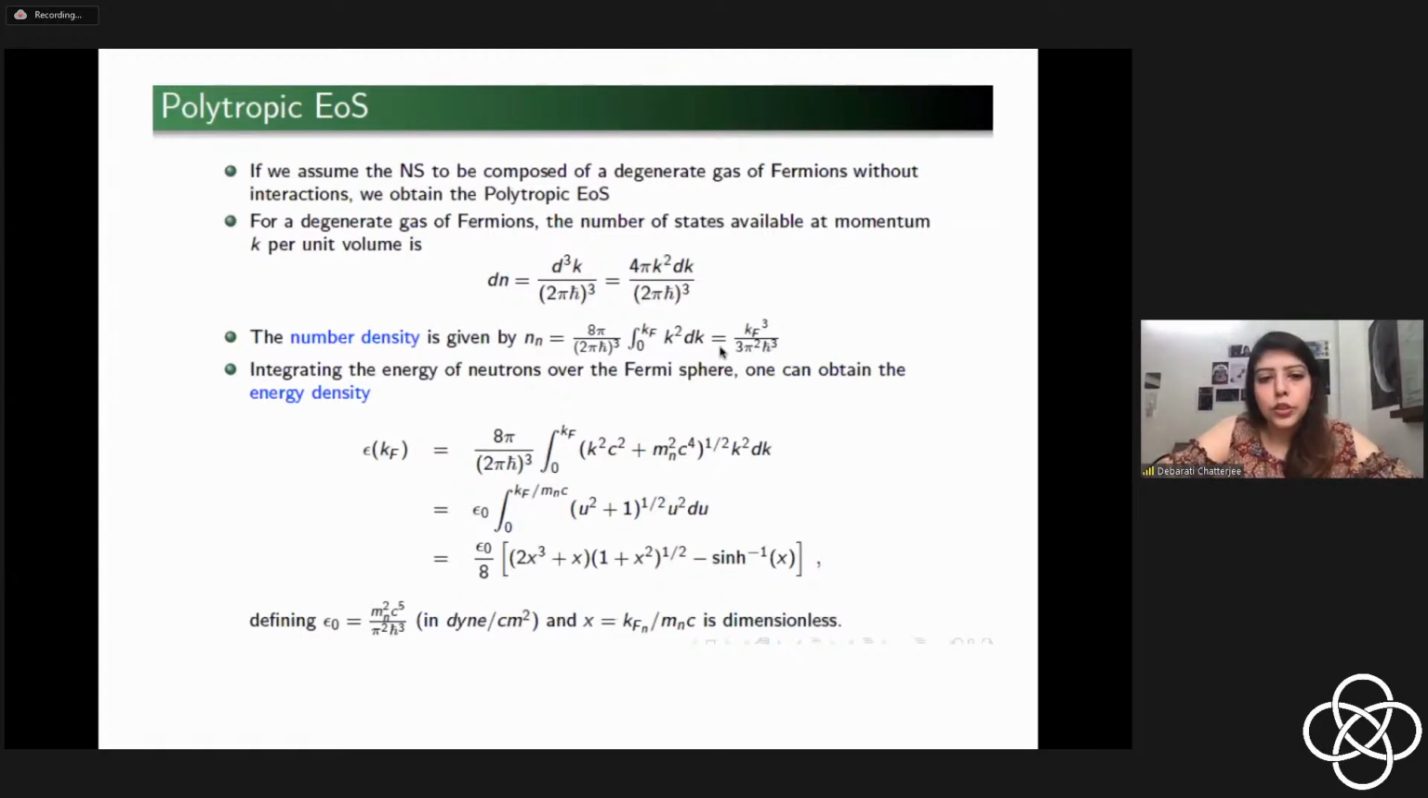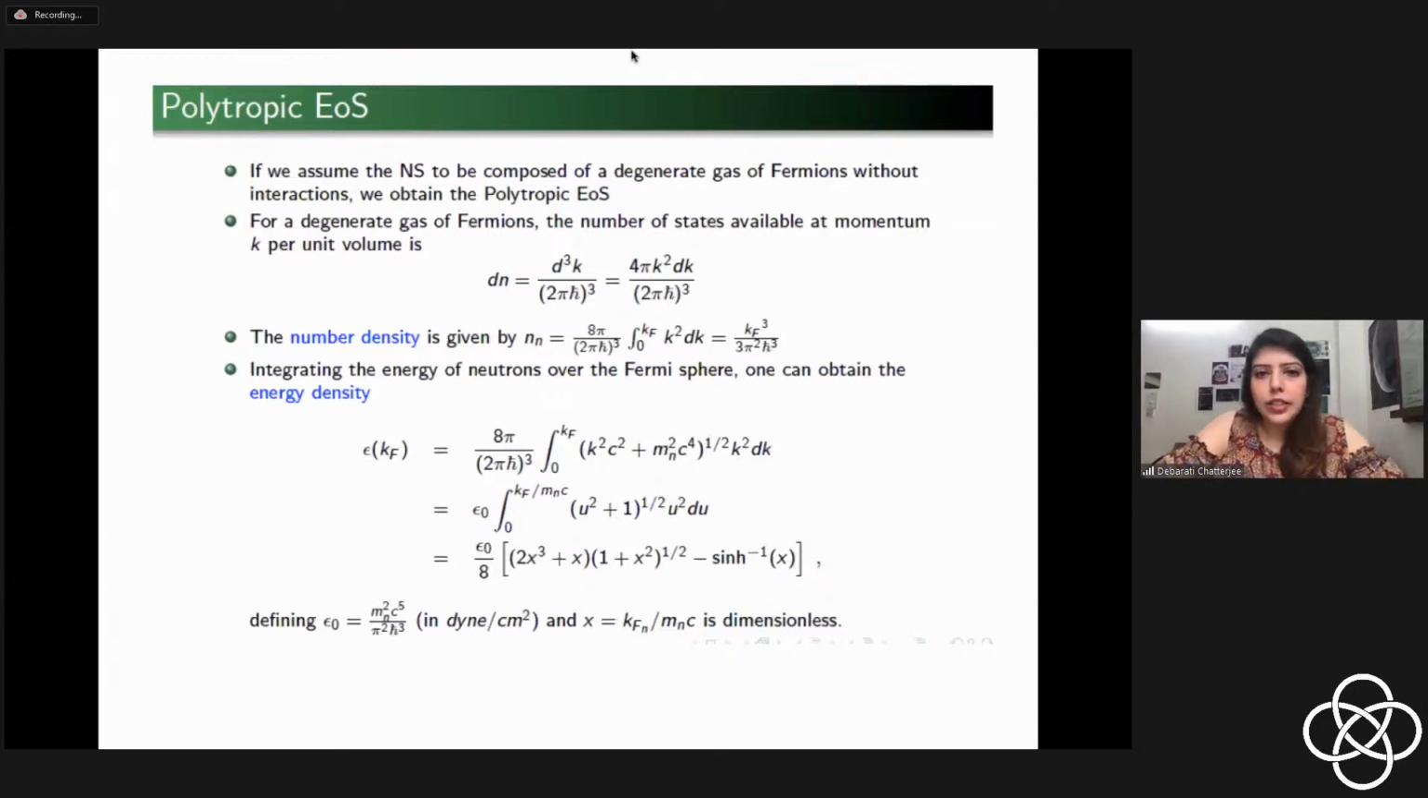So what you do is, now instead of, so now you write energy as, so you know in relativity you can write it as (k² c² + m_n² c⁴)^(1/2), and then you integrate this over momentum space. So similarly, this gives you the energy density. And so these are written in terms of some dimensionless quantities.